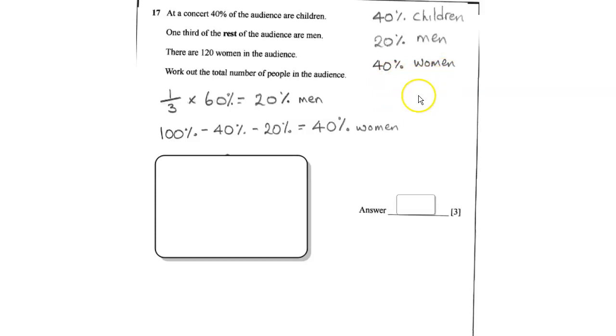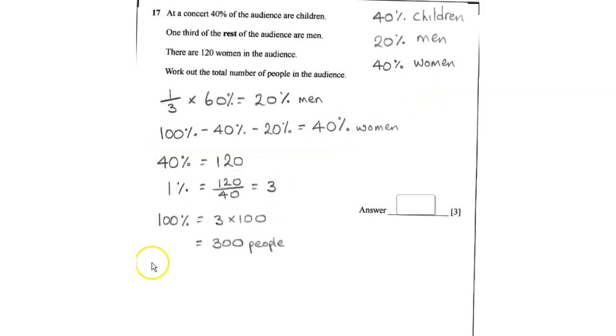For the next step, it's just a reverse percentage question. What we take is that 40% is 120. You can see there are 120 women in the audience, and we worked out that 40% of the audience were women. So we know that 40% is equal to 120.